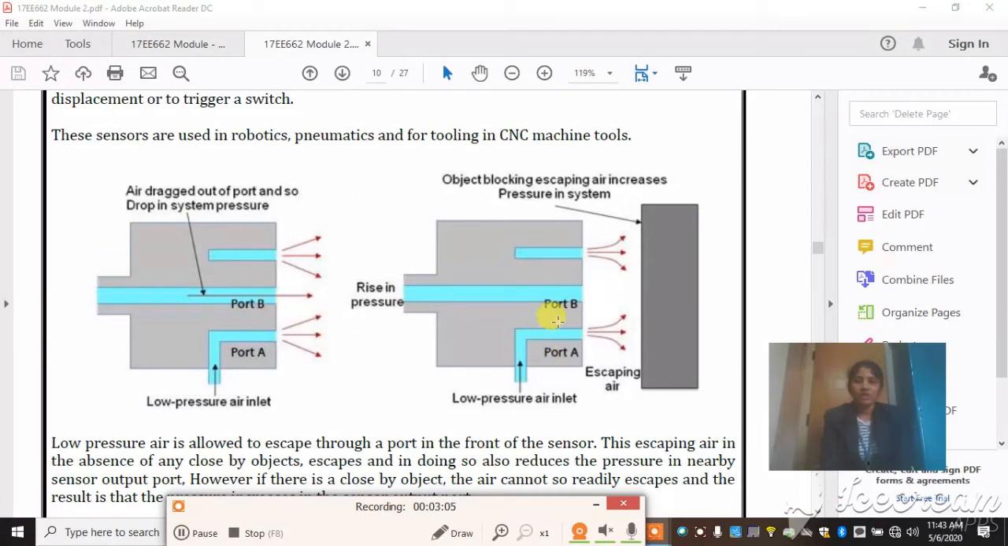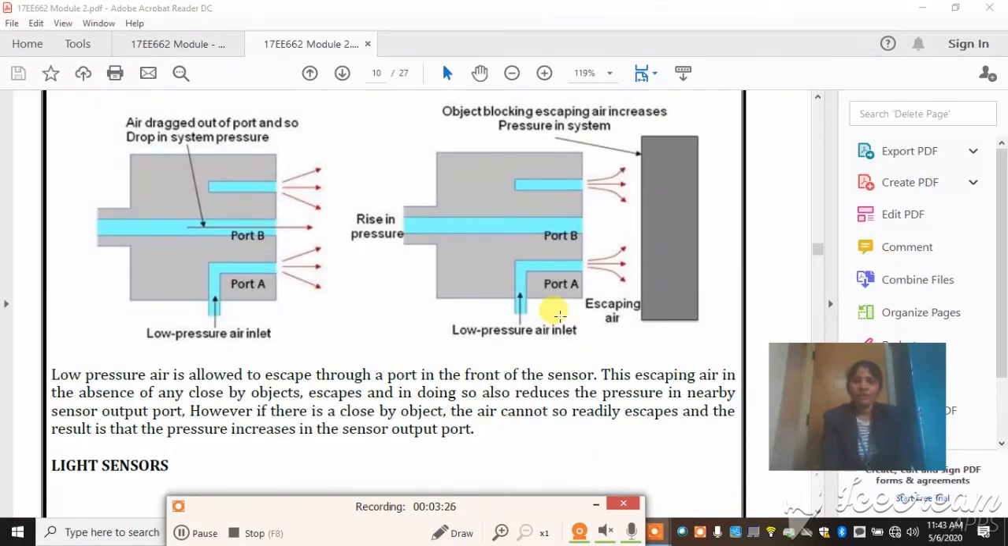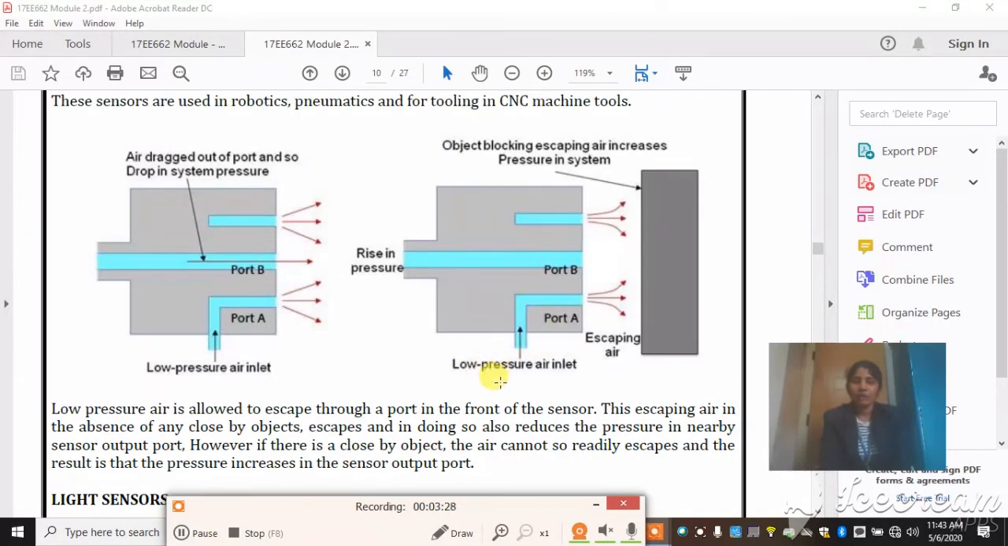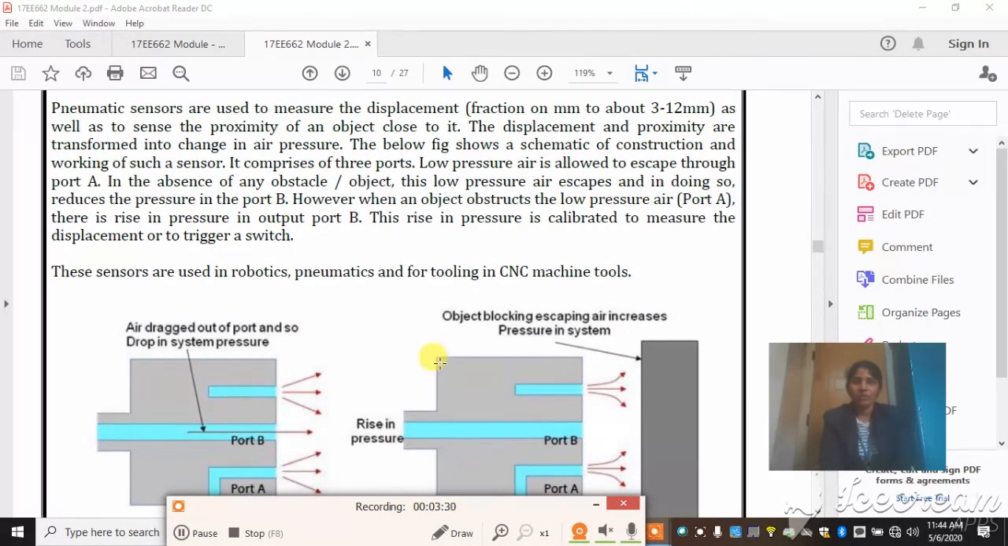So this escaping air, in the absence of any close objects, escapes, and in doing so reduces the pressure in the nearby sensor. Here the pressure will get reduced, whereas the pressure in port B will get increased. However, if there is a close by object, the air cannot so readily escape and results in a pressure increase in the sensor output port. So this is your pneumatic transducer.